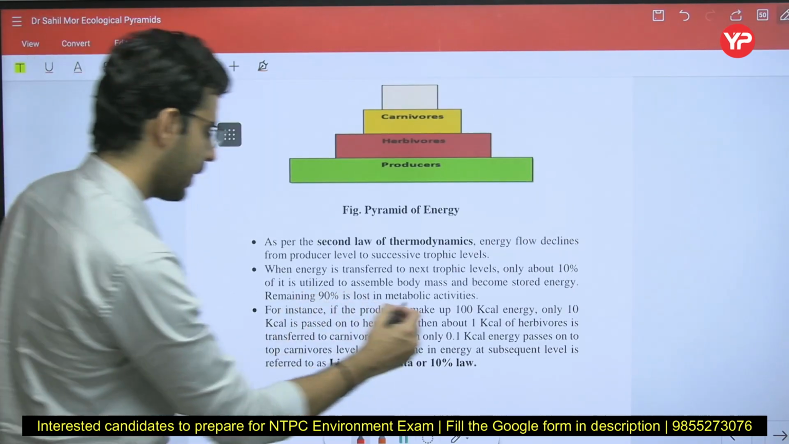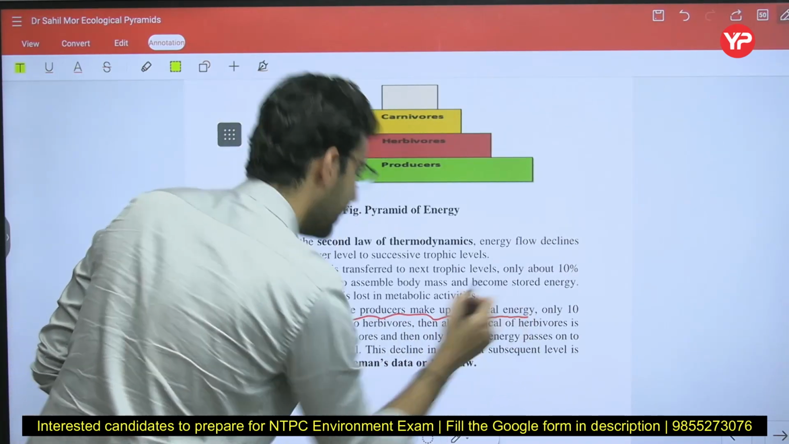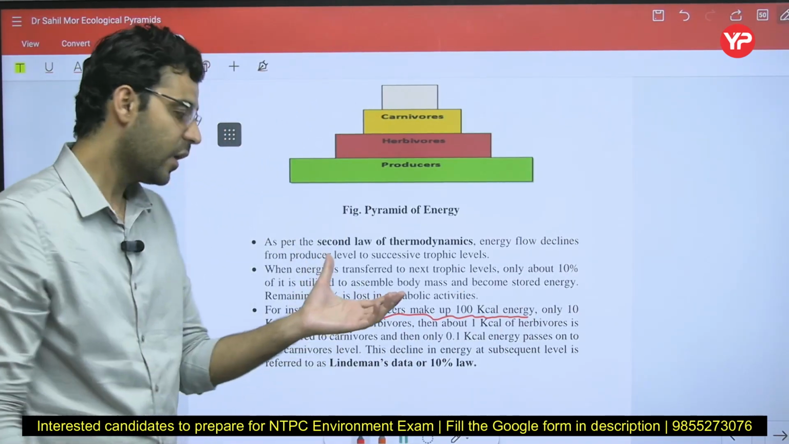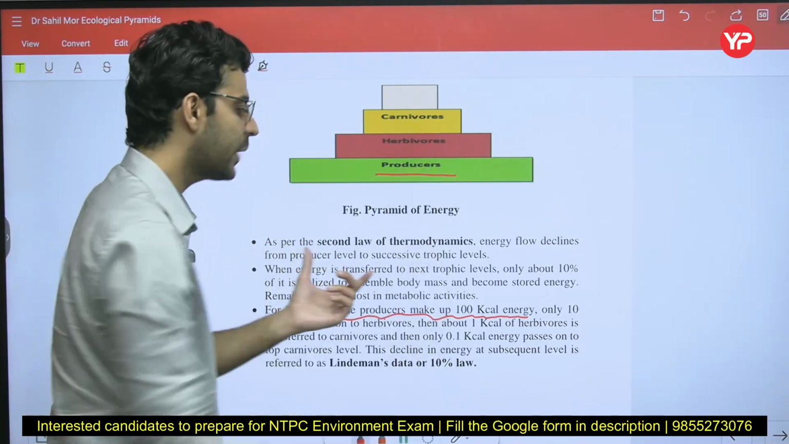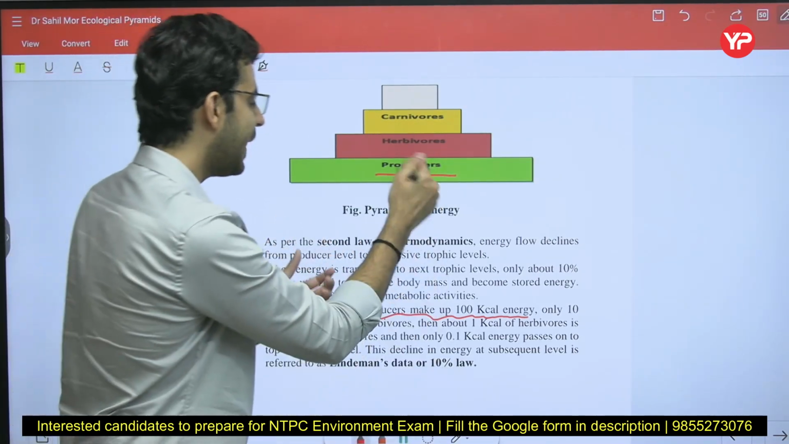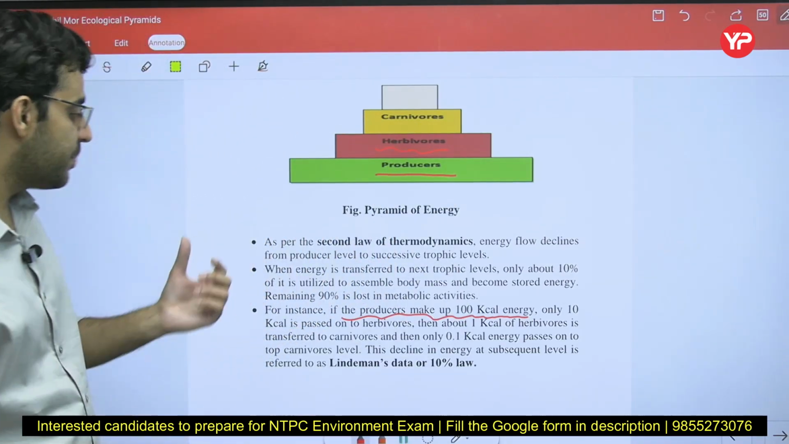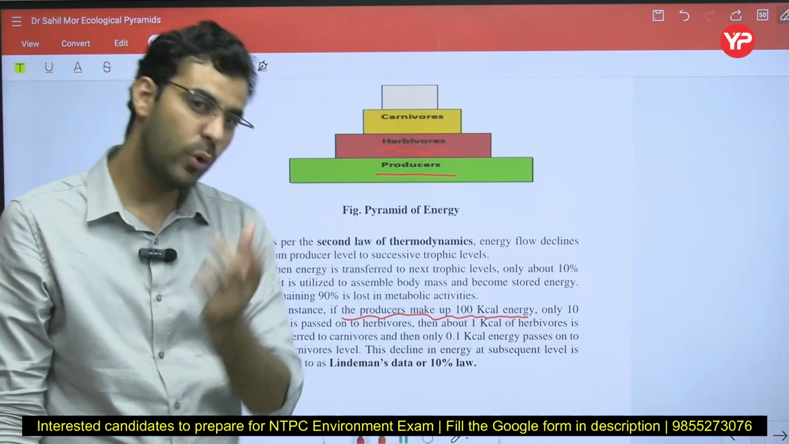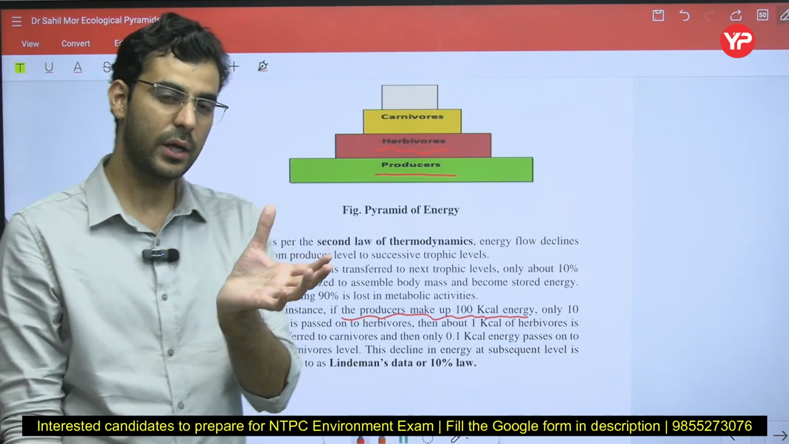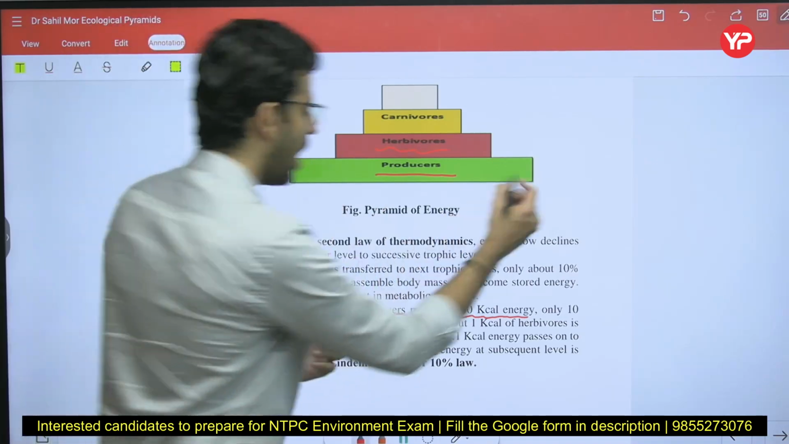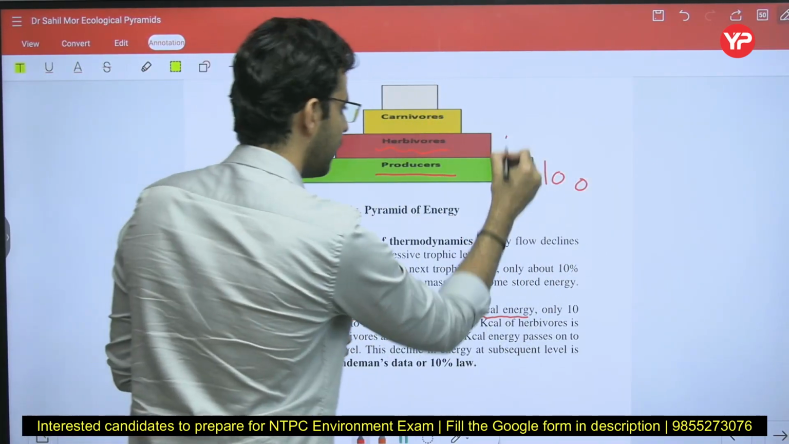Suppose producers make up to 100 kilocalorie of energy. Then only 10% is supplied to the herbivores, which means 90% is lost in the metabolic process. Your 90% energy is lost. Here we had 100, and to the next level only 10 reaches.